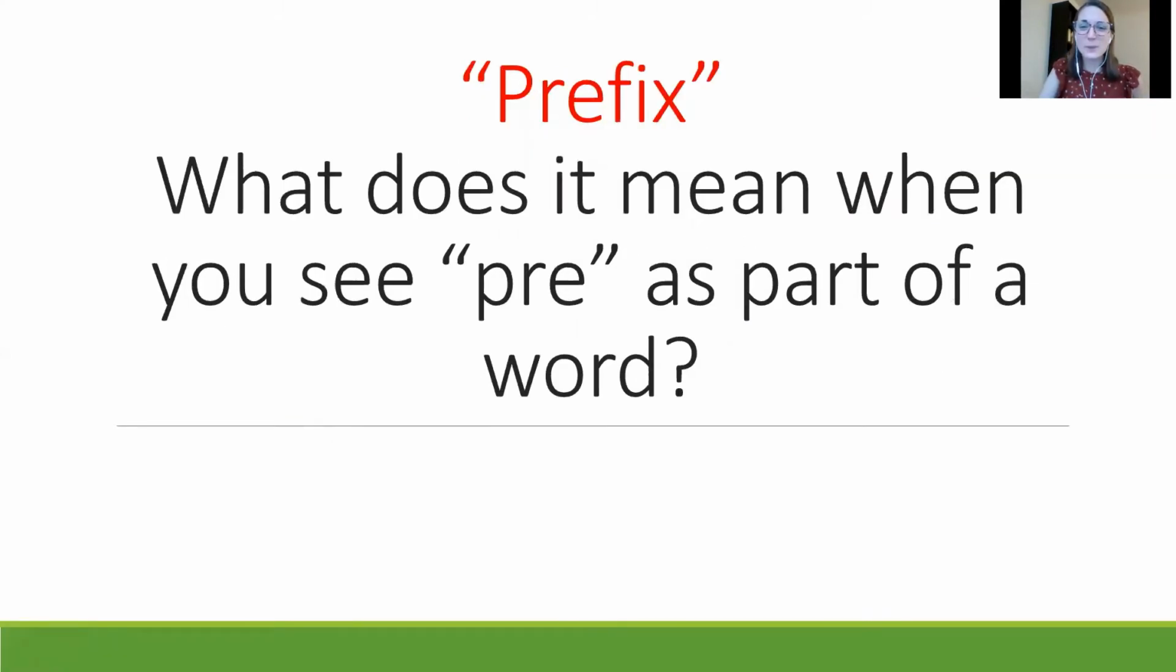So we're going to start with the word prefix. What does it mean when you see pre as part of a word? Well, if you think about words like prehistoric or pre-test, pre means before. So anytime we see pre as part of another word, we know it's going to have some meaning with before. So prefix is where we're going to start today.